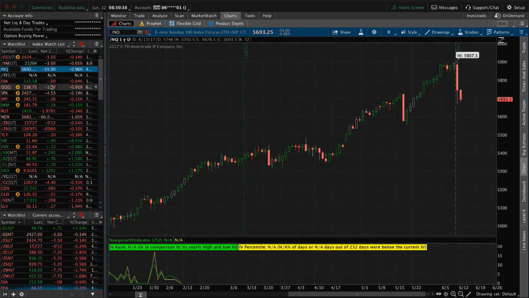Let's take a look at some of these other markets. If we look at bonds, another interesting thing is bonds are down too.